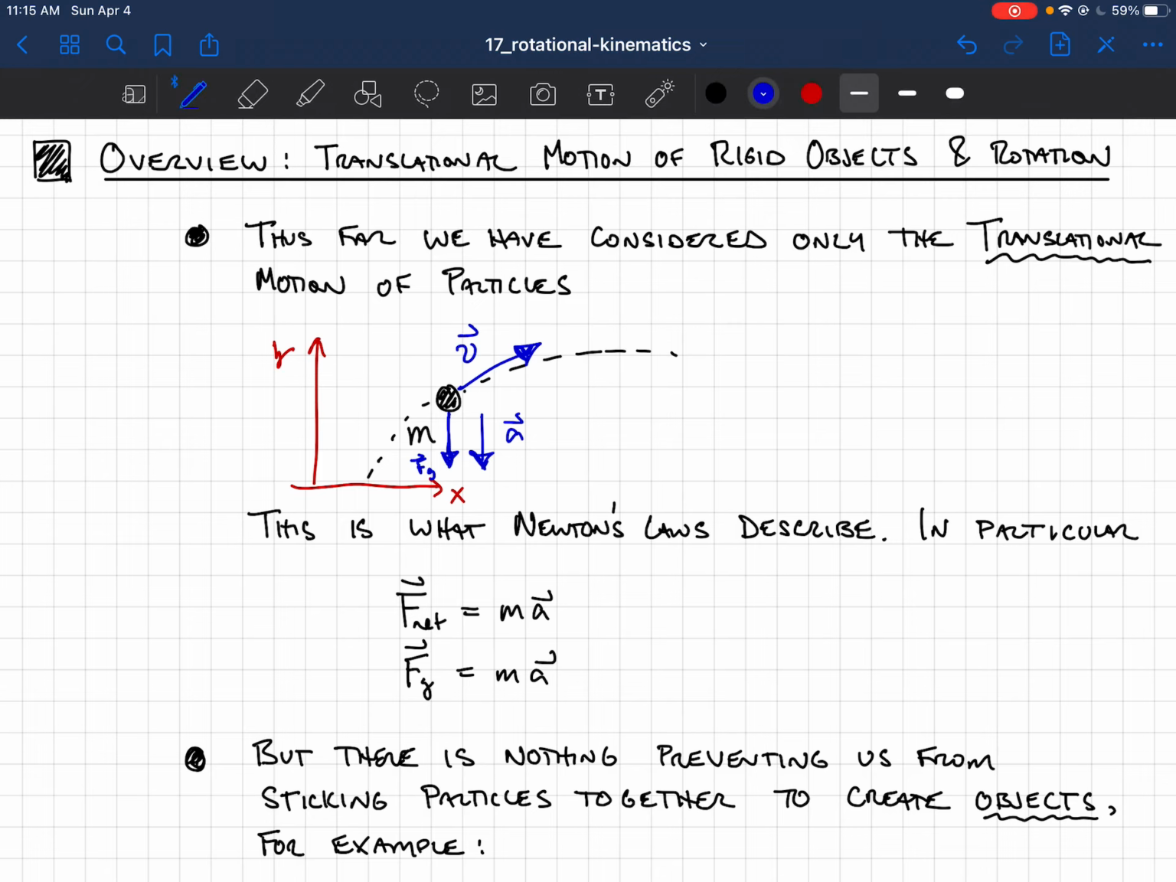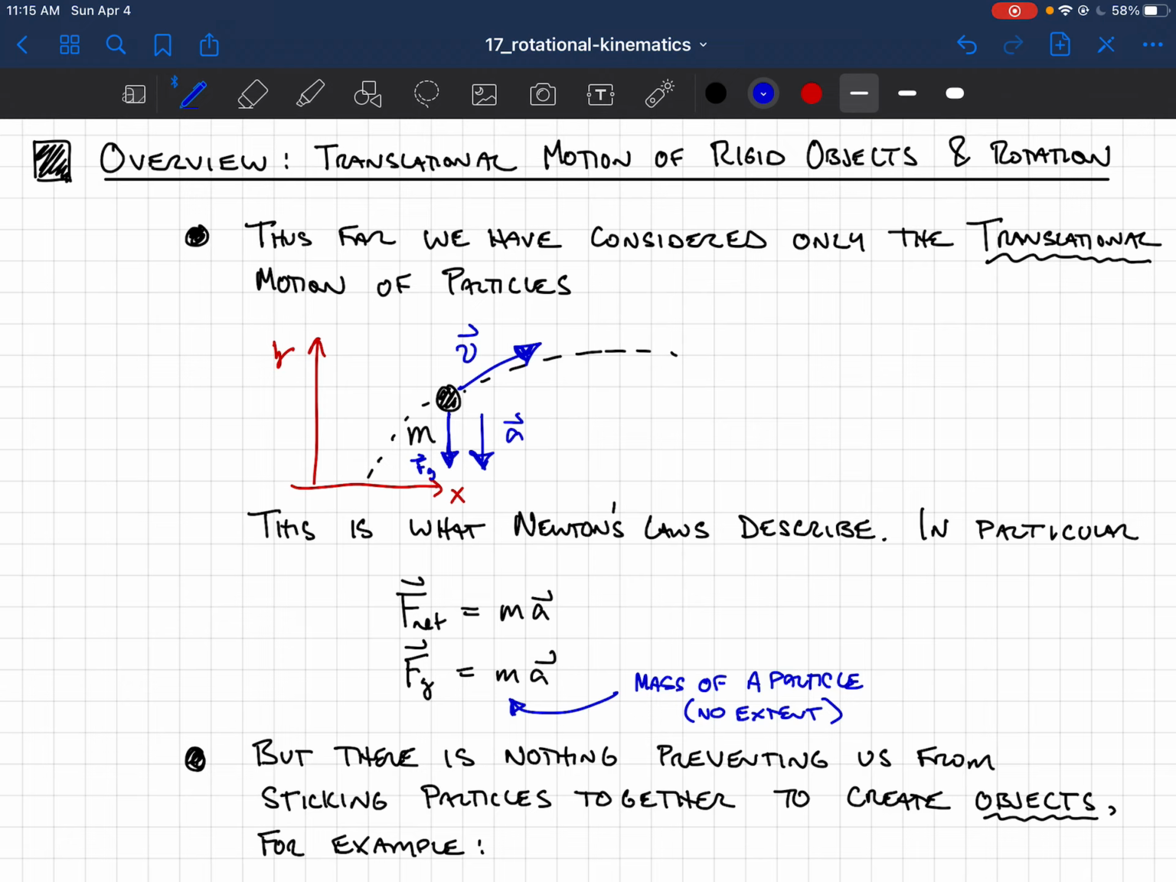So although we've applied it to objects like cars and boxes and things like that, we really meant that this was the mass of a particle, and we might say that there's no extent to that particle. So it's really just a point in space that we're talking about. That's what Newton's laws are all about, the motion of particles. So translational motion of particles is really the topic that we have been looking at for the whole semester.